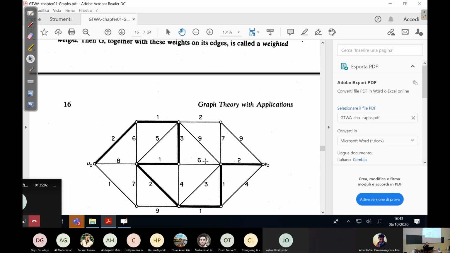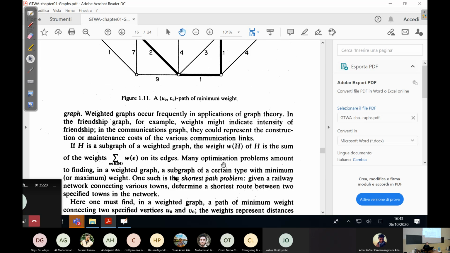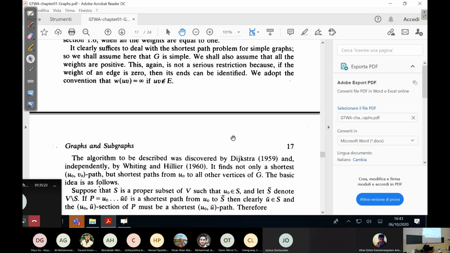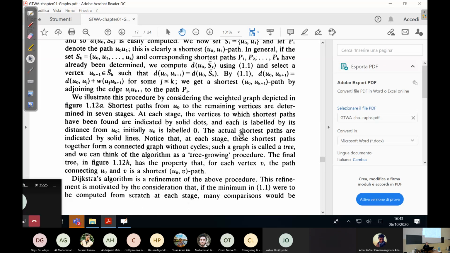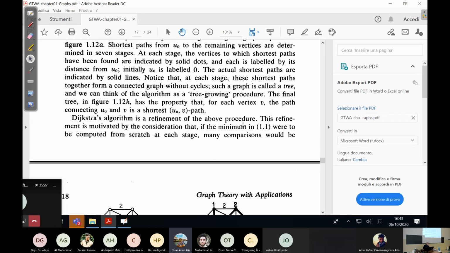But now, let's face this problem. We have a particular vertex U0, and we want a minimal path to any other vertex in the graph. Is the problem clear? Okay. So now there is much which is written, and since this will surely be one of the questions in your midterm, I show you how to deal with this.